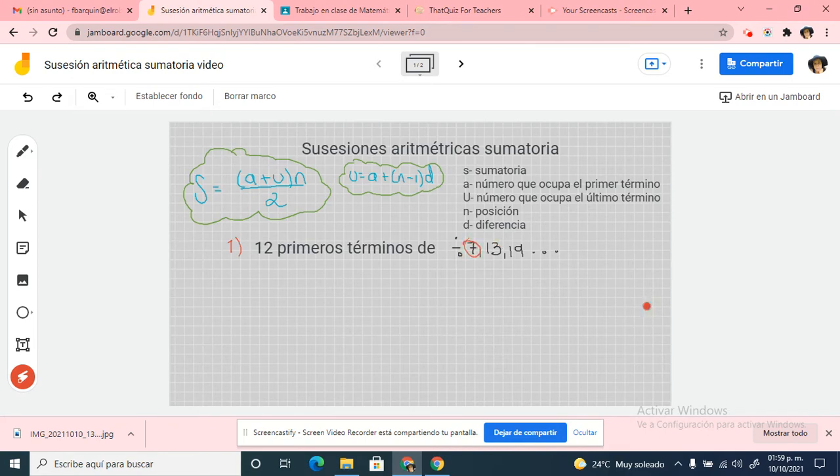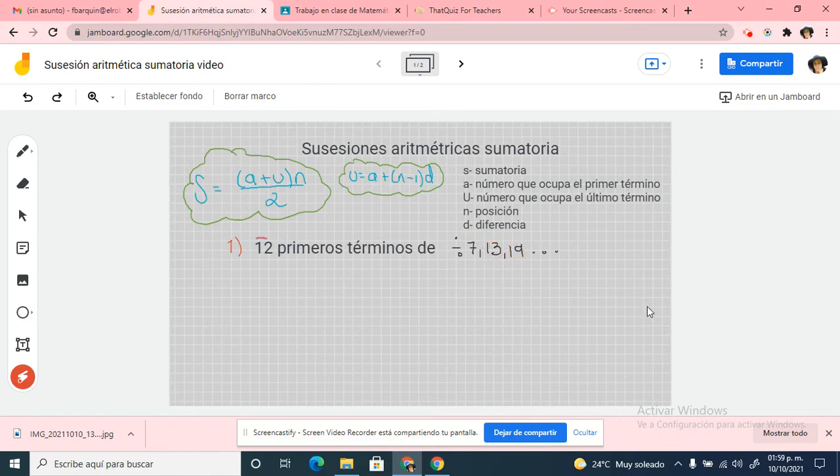If we add six to the seven, we get 13. Adding six, we get 19, and so on and on. In this case, we're going to learn how to find the addition of all those terms. For example, if I asked you to add these three terms, it would be very easy because we have to add those three only.